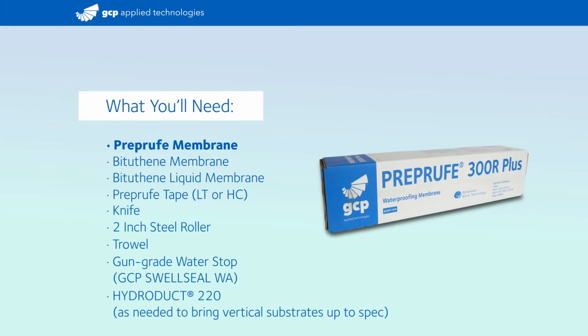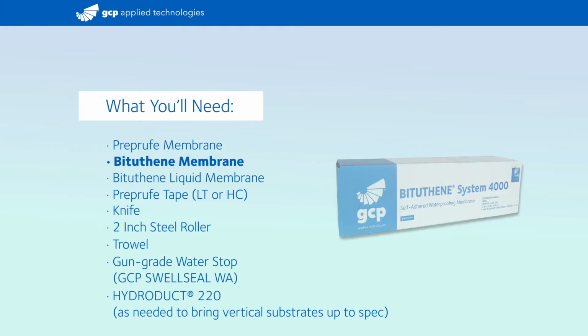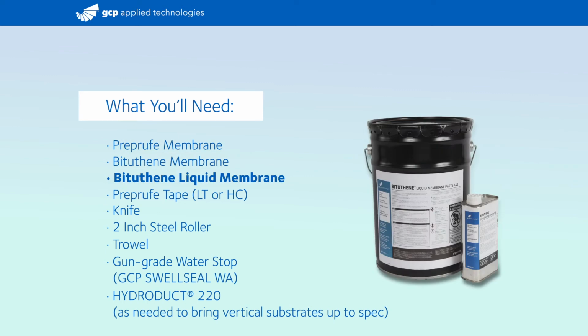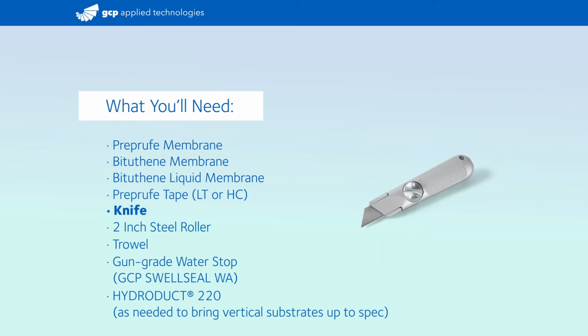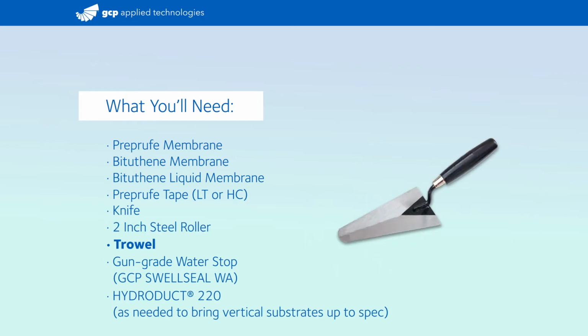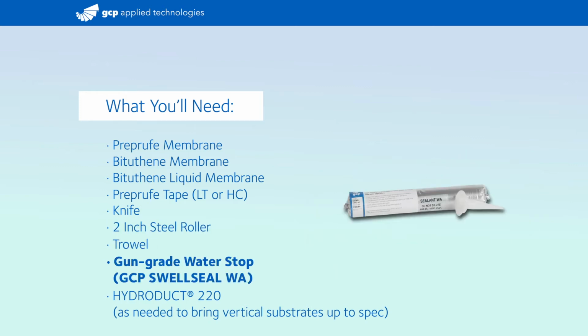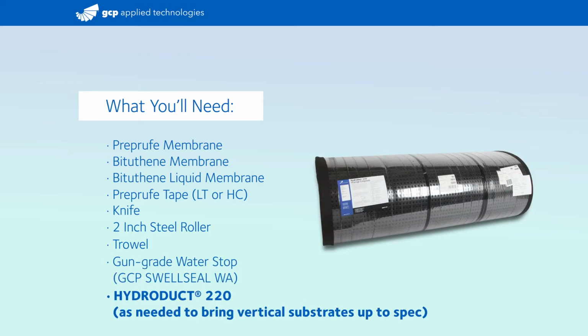What you'll need: Preprufe membrane, Bituthene membrane, Bituthene liquid membrane, Preprufe CJ tape, knife, roller, trowel, gun-grade waterstop, GCP Swellseal WA, and Hydroduct 220, as needed to bring vertical substrates up to spec.